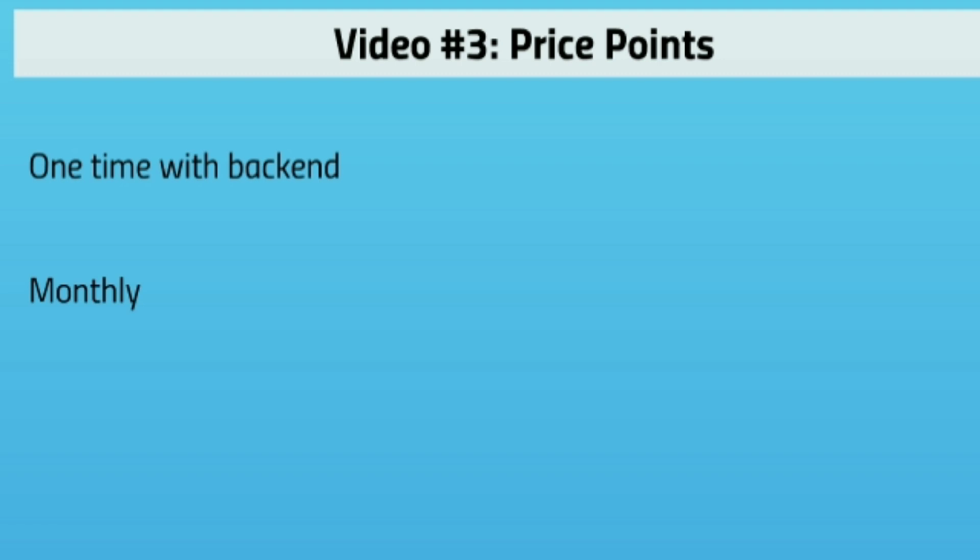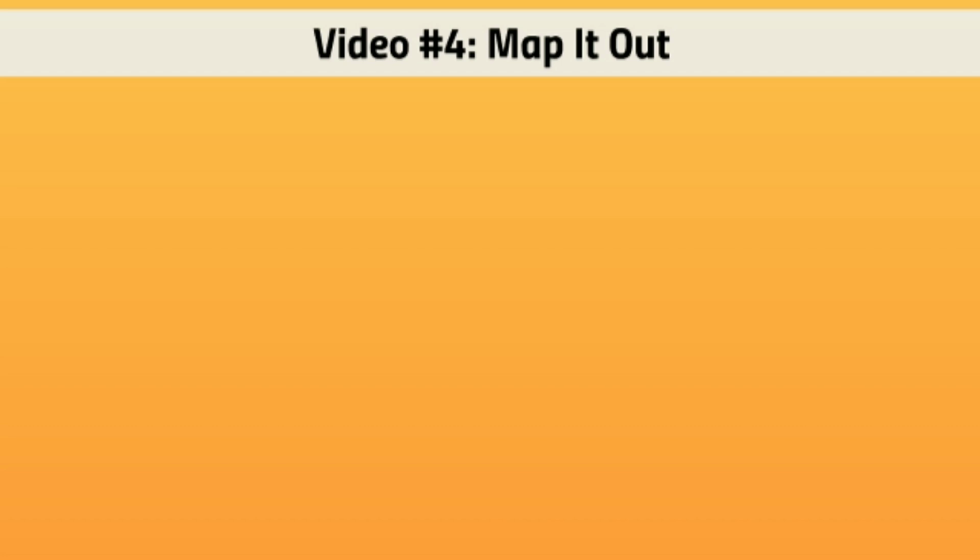All right, so welcome back. This is video number 4, and we are going to map it out. So this is the video where everything that we have discussed up until this point, all your products, how your audience is going to take in the content, how you are going to distribute the content, all of your price points, everything comes together, and you're going to feel like, aha, that makes sense. This is my blueprint now. You're going to create your own blueprint, and you're going to implement it in the future videos.